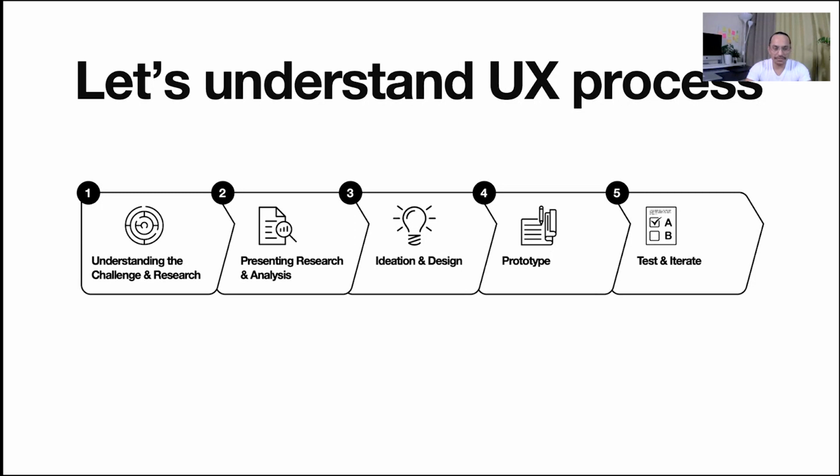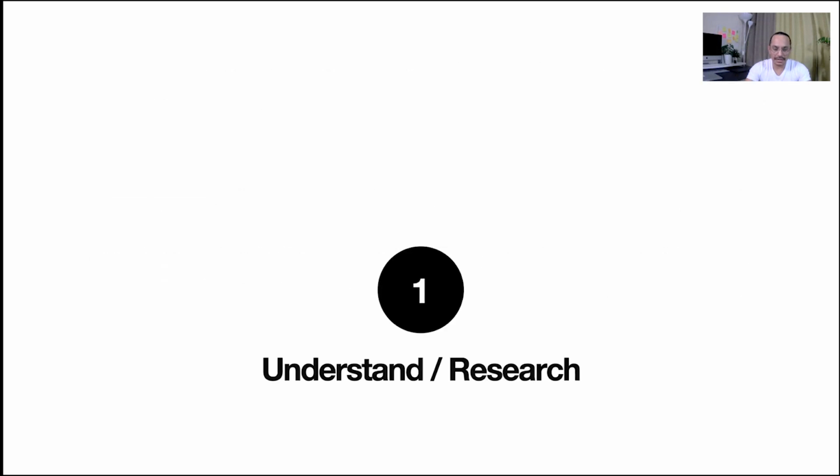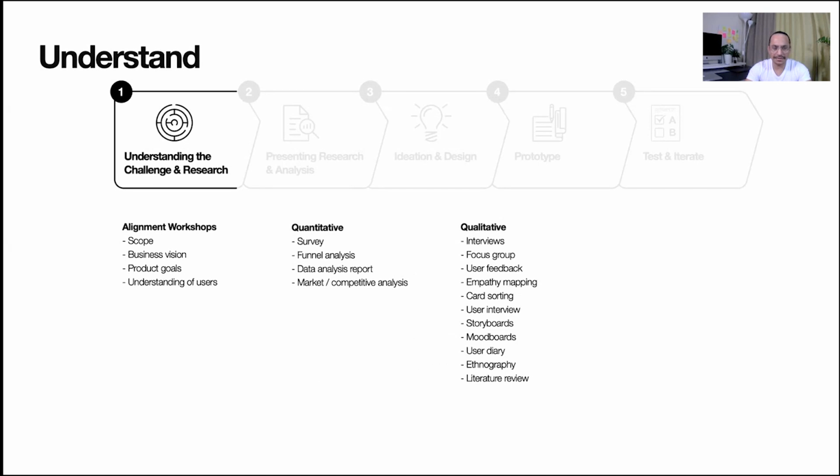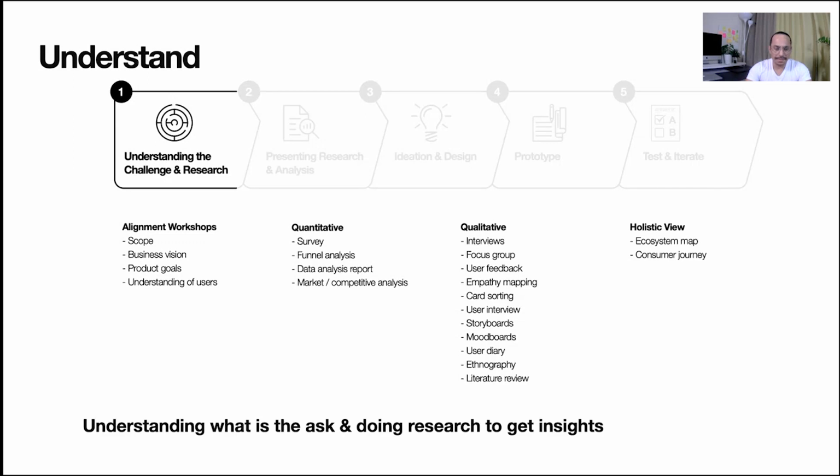So today I'm going to focus on the research part. So we'll try to understand research. Okay, I've already explained this once, but I'll try to explain in detail. Now in this research we do a lot of different things: qualitative, quantitative, alignment workshops with the business, trying to define the business vision, then product goals, and overall trying to understand who the users are, right? We use different methods like quantitative and qualitative methods to find this. So now let's understand this.